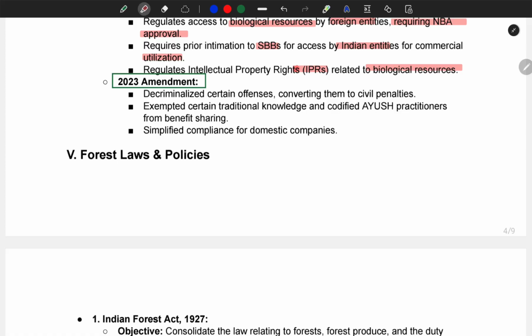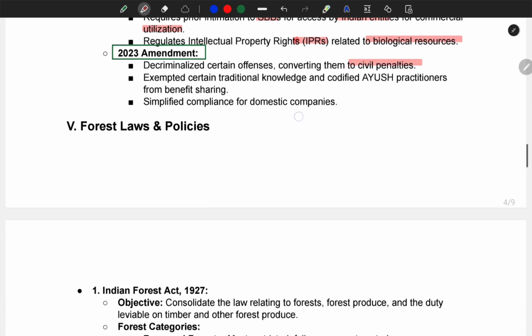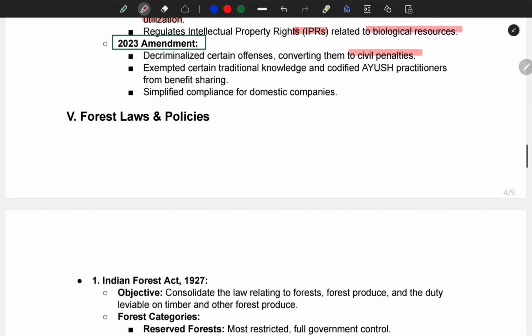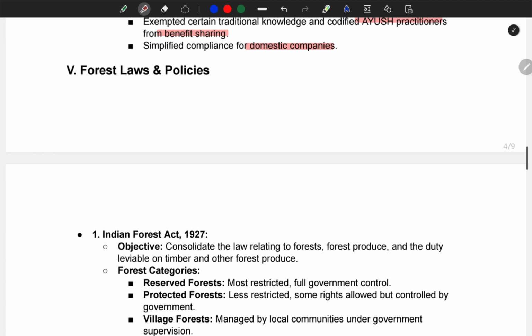Amendment in the year 2023 decriminalized certain offences, converting them into civil penalties. Exempted certain traditional knowledge and codified AYUSH practitioners from benefit sharing. Simplified compliance for domestic companies.